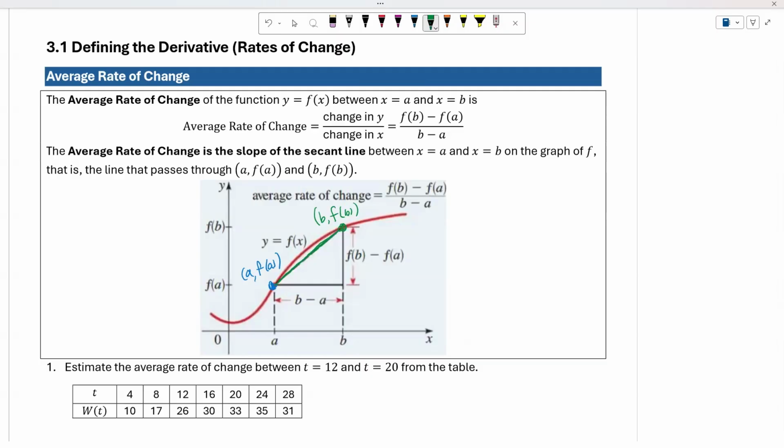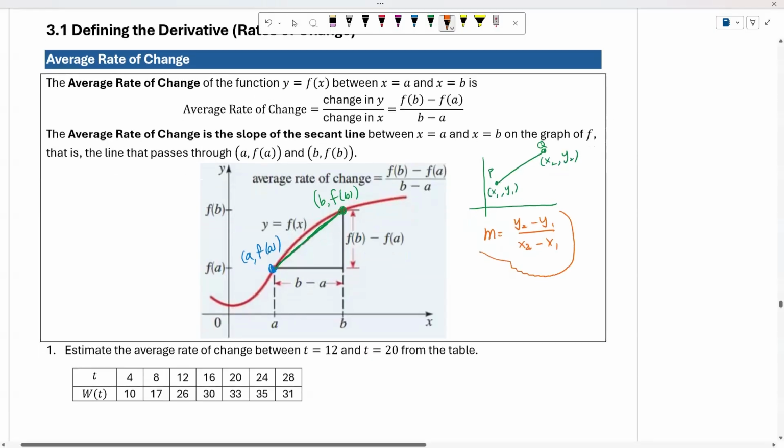Okay, so if you remember, how do we find the slope of a line? If we have point P and point Q, and this is x1, y1, this is x2, y2, remember the slope is y2 minus y1 over x2 minus x1. Okay. This is exactly the idea about the average rate of change if you convert it to find the slope of the secant line.